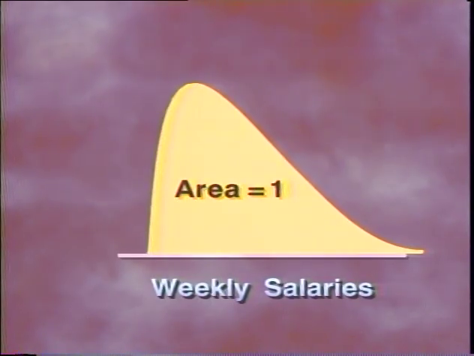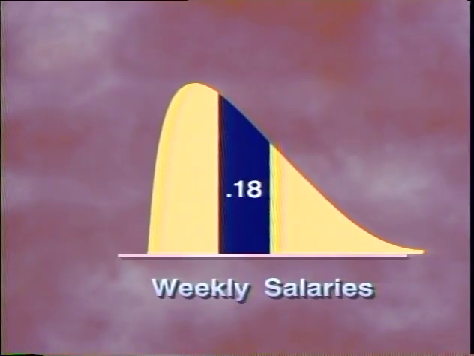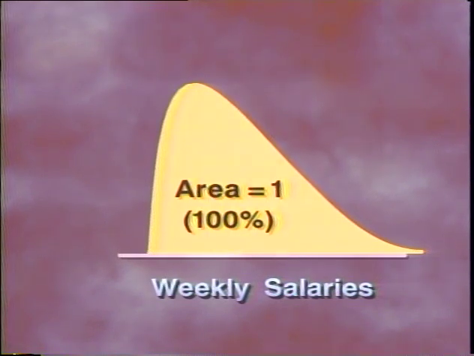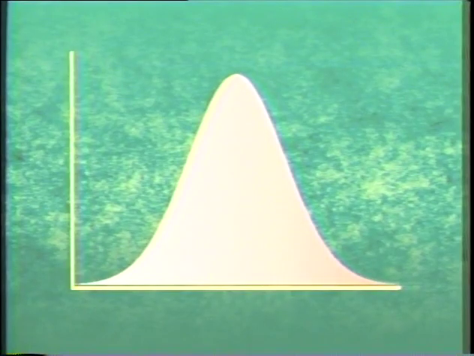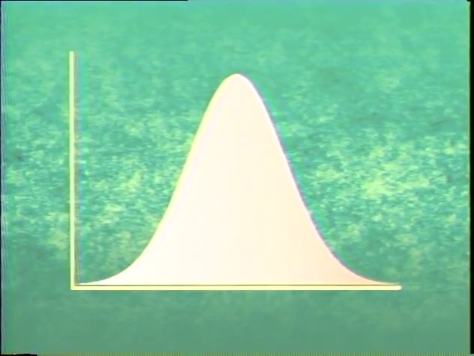For instance, if this area is, say, 0.18, that means 18% of the employees earn salaries in that range. The total area of 1 stands for 100% of the salaries. Because density curves all have area 1 underneath them, they allow us to quickly compare the overall shape of different distributions. For instance, our skewed curve of salaries is quite different from this symmetric density curve.